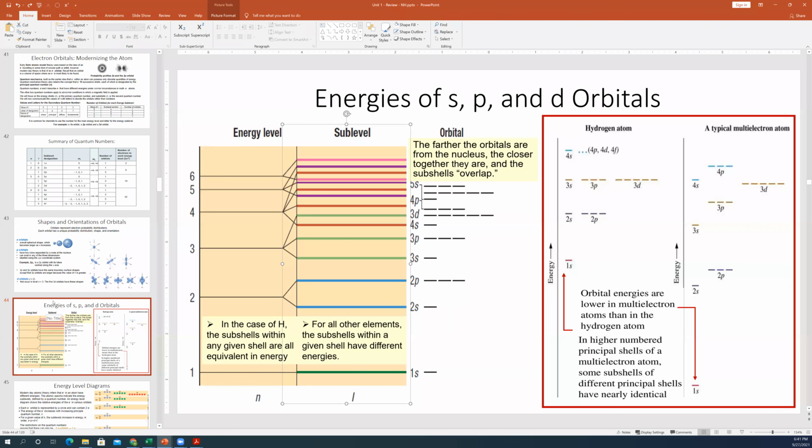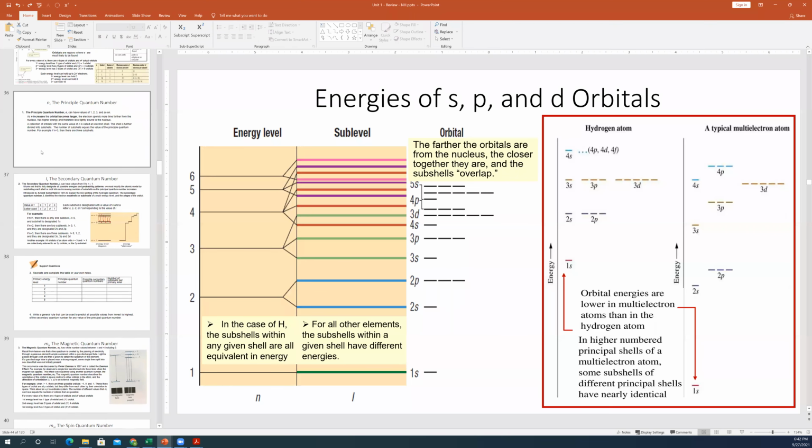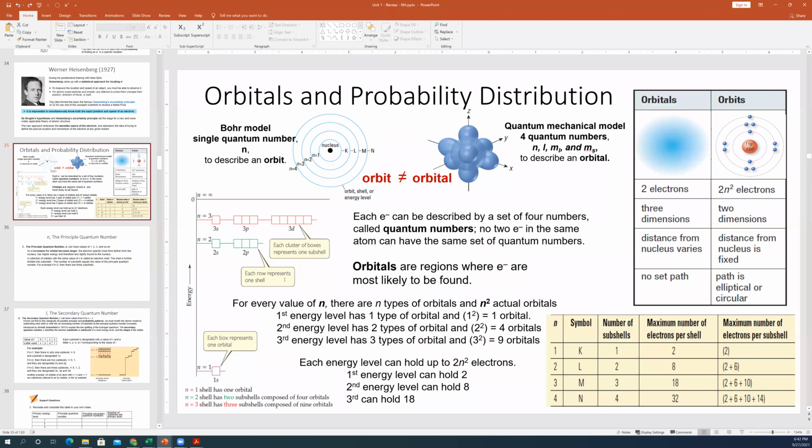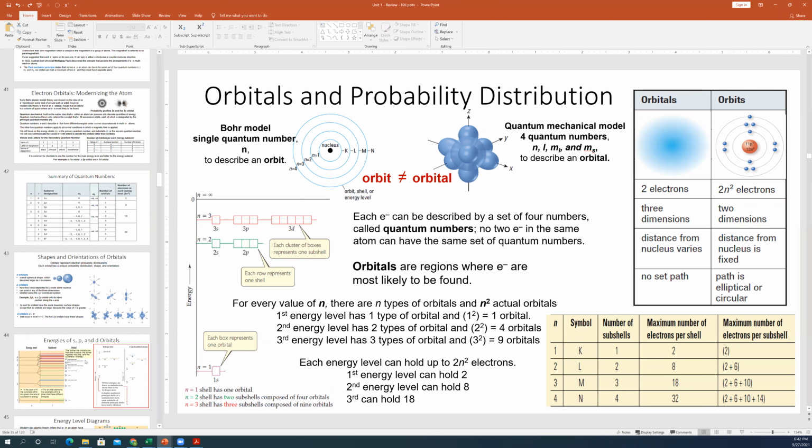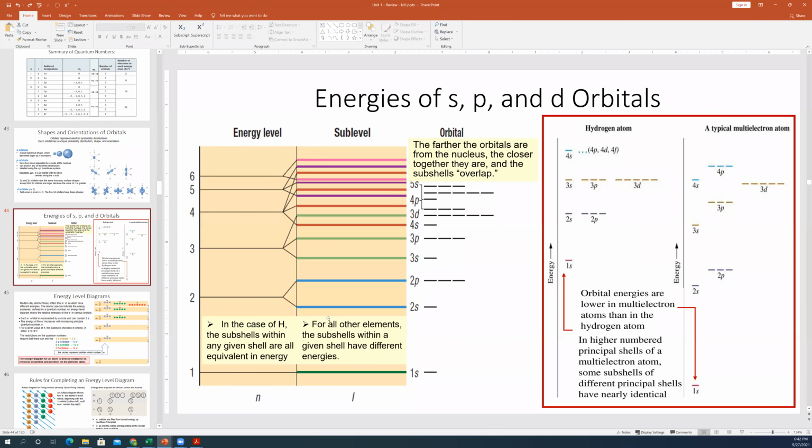And we can see this situation that we're talking about here. So here is the energy level diagram for hydrogen. You can see that the 2s and 2p are at the same energy level. They're not at different energy levels. The 3s, 3p, and 3d are all at the same energy level. They're not at different energy levels, which is what we see here. Actually, this panel is another way of showing that.